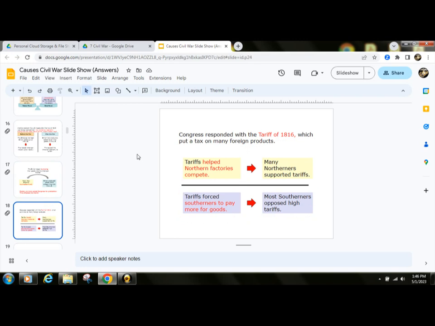Congress responded with the Tariff of 1816, which put a tax on many foreign products. Tariffs helped northern factories compete. Many northerners supported tariffs. So if you're a business owner in the North, you would have been supportive of a tariff.